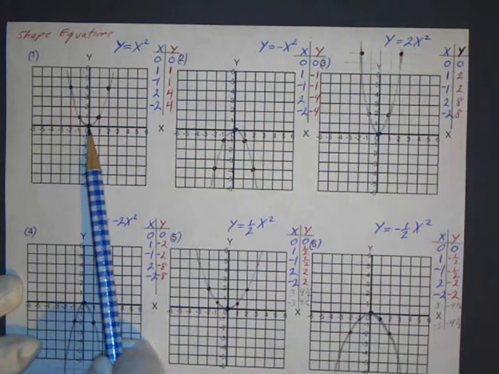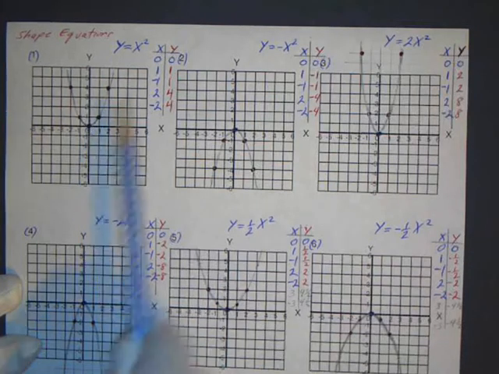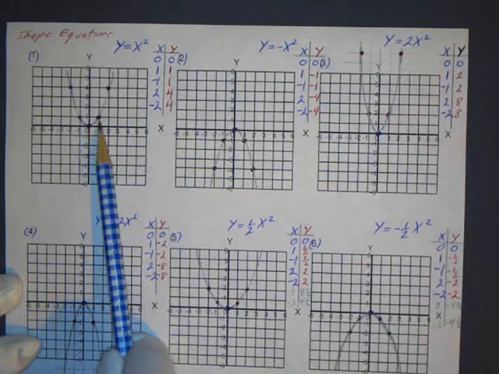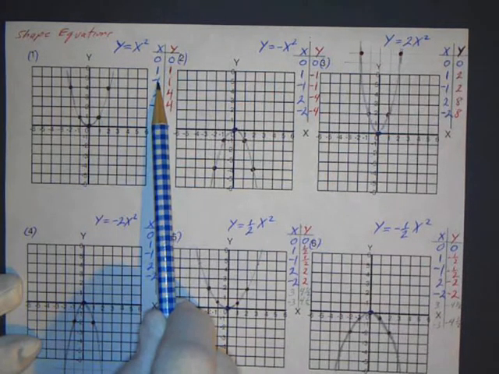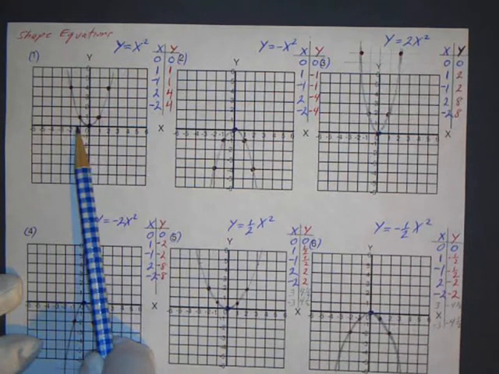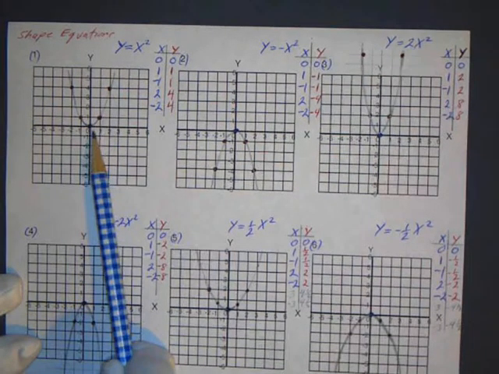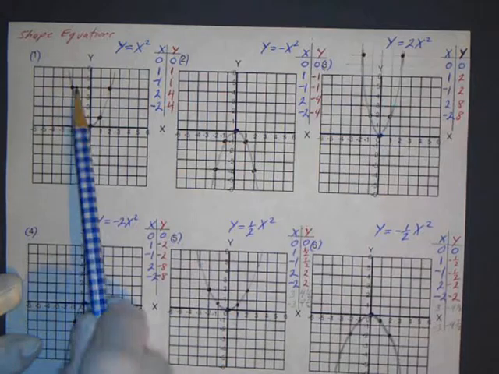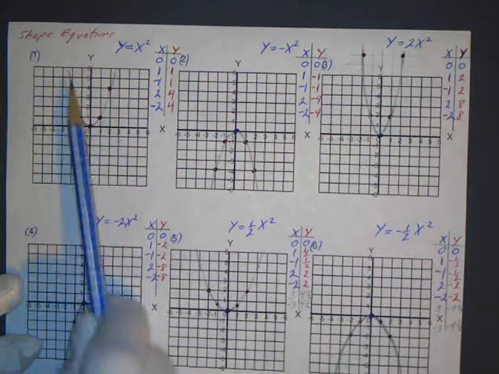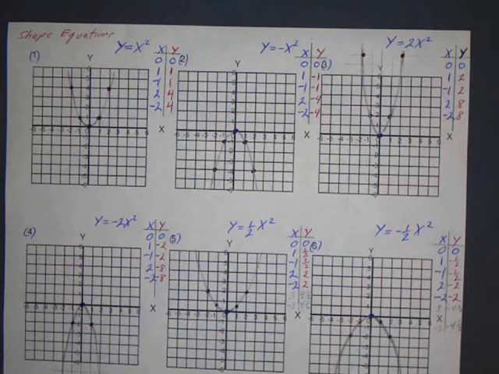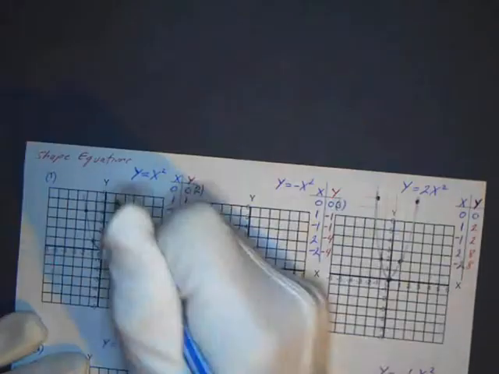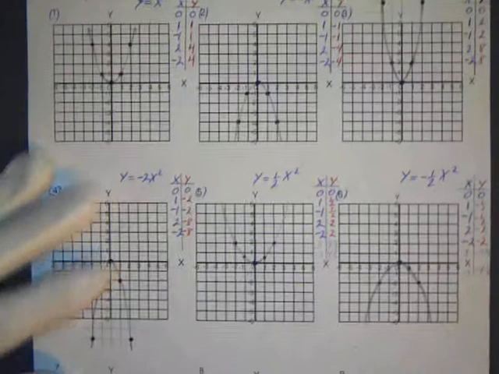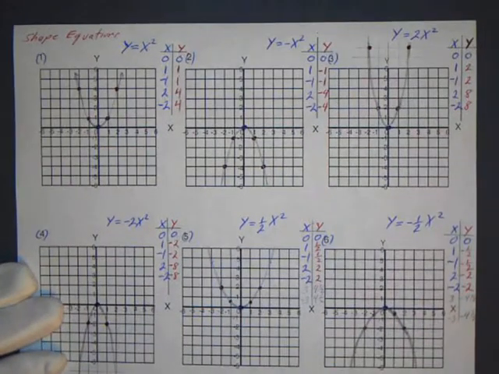So what we have here is 0, 0. And then when x is 1, y is 1, so I go over 1, up 1. Negative 1, this is the horizontal, I go to the left 1, up 1. When x is 2, I go to the right 2, up 4. And when x is negative 2, I go to the left 2, up 4. And those are my 5 points, and I can graph those, and I get a pretty good idea of the shape of the parabola. I usually indicate arrows there to indicate that it's going up and up and up. Okay?